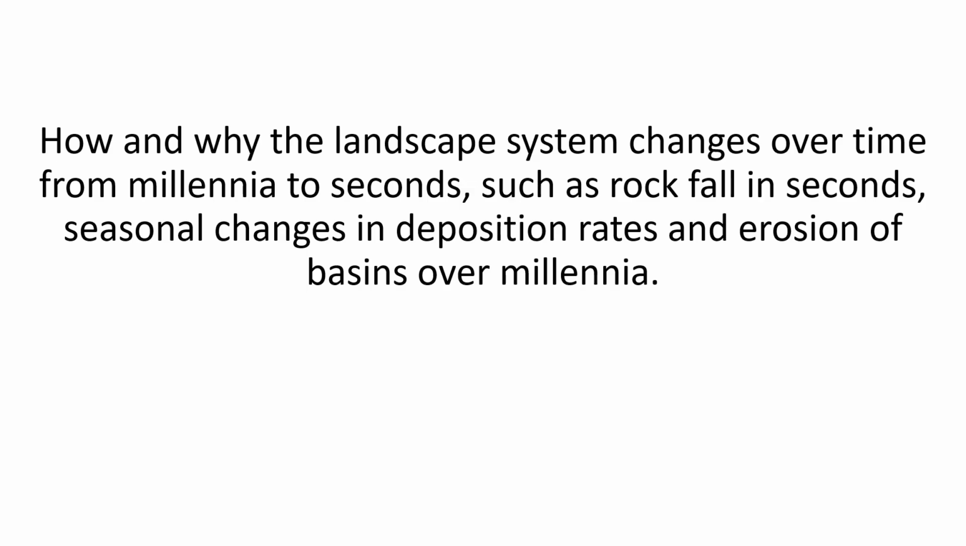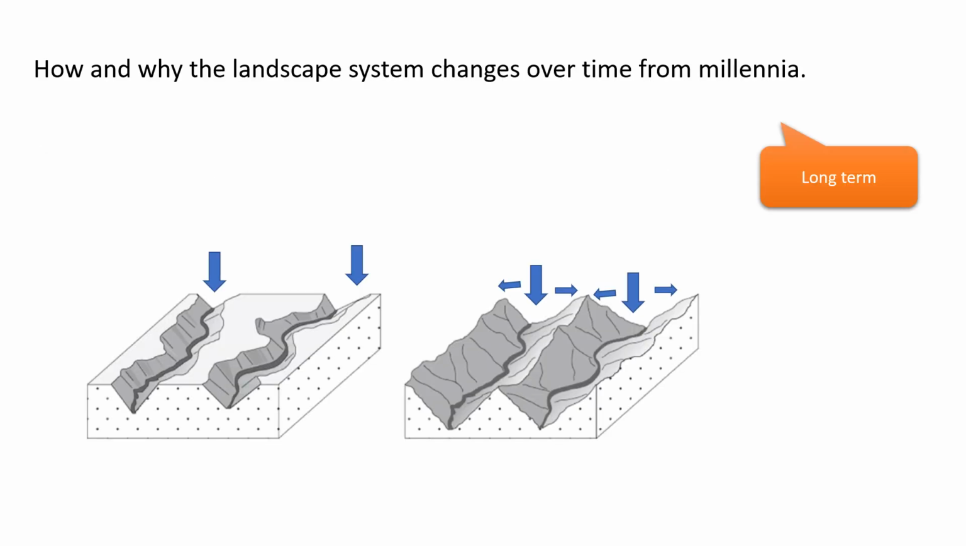Okay, last bit. How and why the landscape system changes over time, from millennia to seconds. So if we're talking about landscape changes, how has Minnesota changed? How has any landscape changed? Well, if you're looking at millennia, you're looking at very slow processes. You're looking at erosional processes.